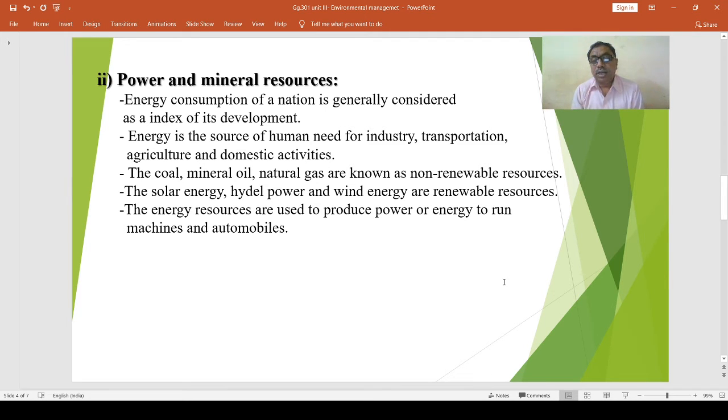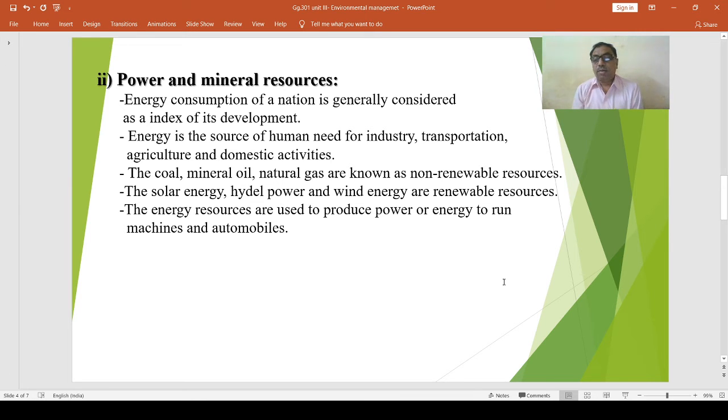After initial installation cost, it is cheap. The demerit of wind energy is every site is not favorable to install a windmill. Sometimes there is a problem of wind speed. Then another source of energy resource is hydropower.